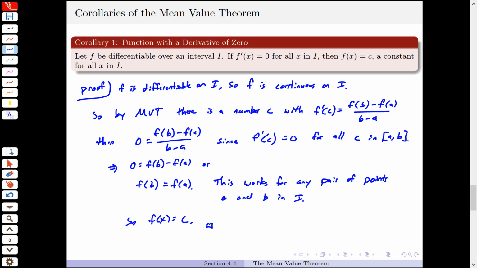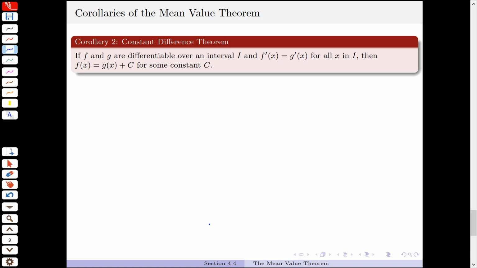All right, let's look at the next corollary. So, constant difference. If f and g are differentiable over an interval I, and f prime of x equals g prime of x for every x in I, then f of x equals g of x plus c for some constant c. This is going to be very important in chapter 5. We're going to use this later, but this comes from the mean value theorem.